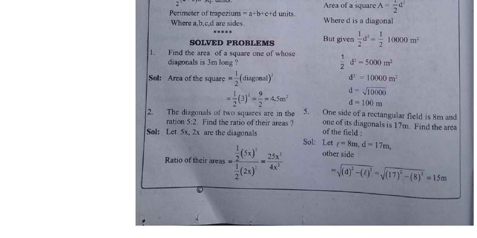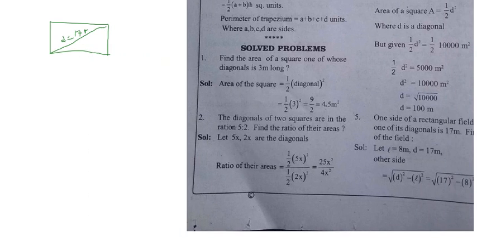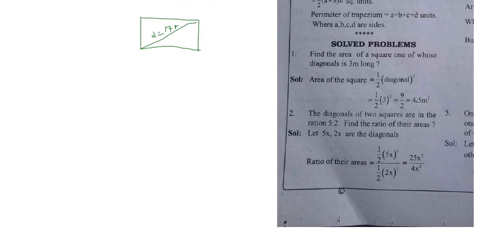So here is our rectangle box. First, what to do? We have to draw the rectangle. I am drawing the rectangle here. And what they gave? There is one diagonal. The diagonal value is 17 meters. And one side is how much, guys? One side is 8 meters. Now consider this side is 8 meters.